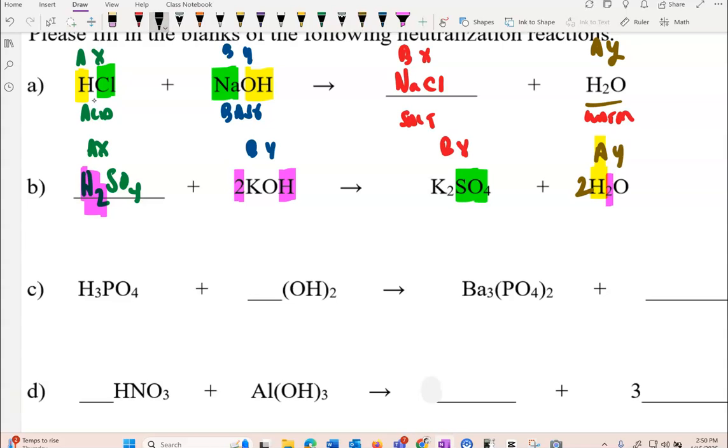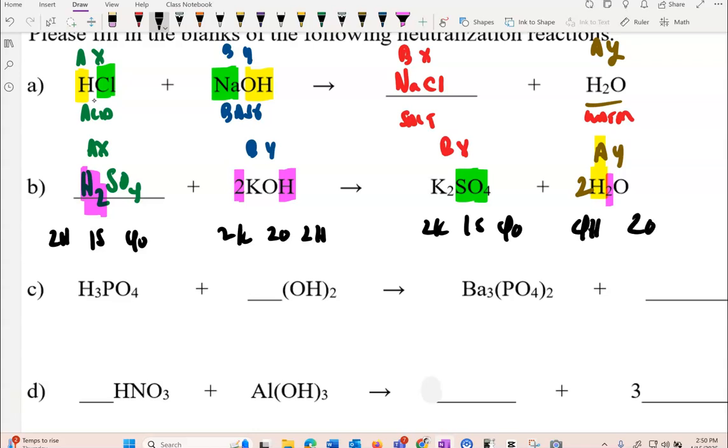Now, if I was going to add all these up, I would say that there are 2 hydrogens here, 1 sulfur, and 4 oxygens. Here are 2 potassiums, 2 oxygens, and 2 hydrogens. On this side of the equation, there are 2 potassiums, 1 sulfur, and 4 oxygens, plus another 4 hydrogens and another 2 oxygens. So let's count them up.